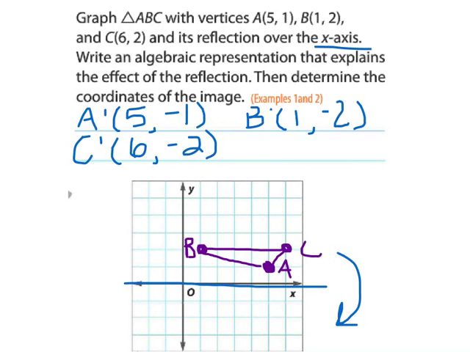So we go over 5, down 1. That's A. 1, -2. That's the new B. And then C is 6, -2. And we flipped it over the x-axis. Oh, wait, 6, -2. That's C. Sorry.